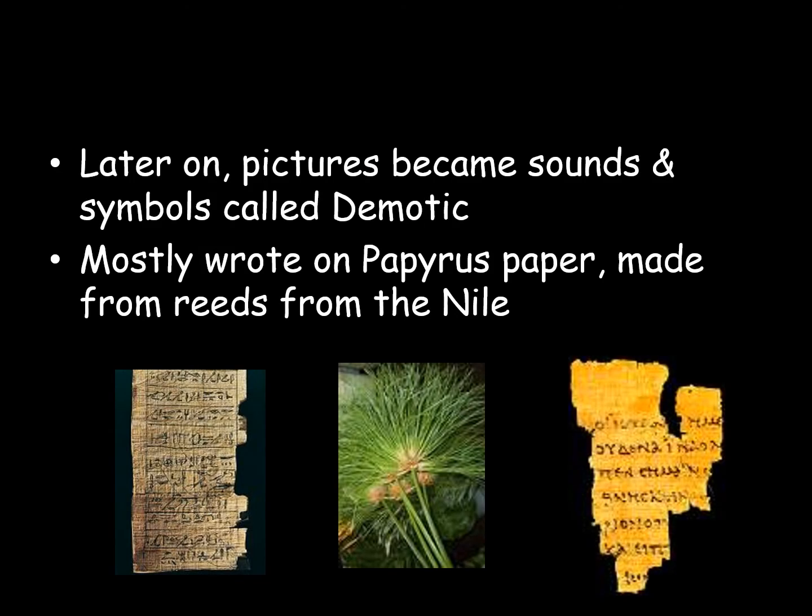Later on, the Egyptians would create a writing system that was based around an alphabet, where those symbols would become sounds, and they called this language demotic. And the Egyptians wrote on papyrus paper, which came from reeds from the Nile River.